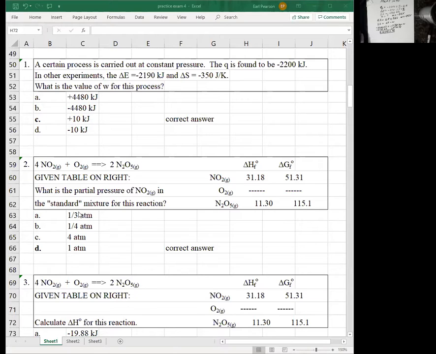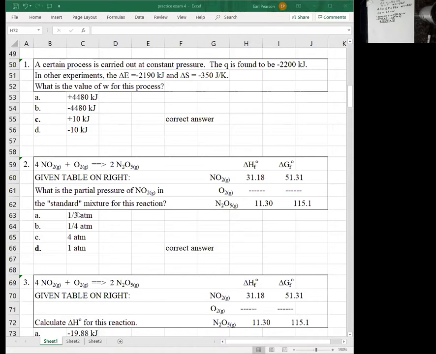Now looking at the next one, we've got a reaction. The reaction is 4 NO2s and 1 O2 goes to 2 N2O5s. And we have delta H of formation for all of the substances, the NO2, the O2, and the N2O5, given at the right. And it says, what is the partial pressure of NO2 in the standard mixture for this reaction? Now, all we need to know is the reaction to answer this question.